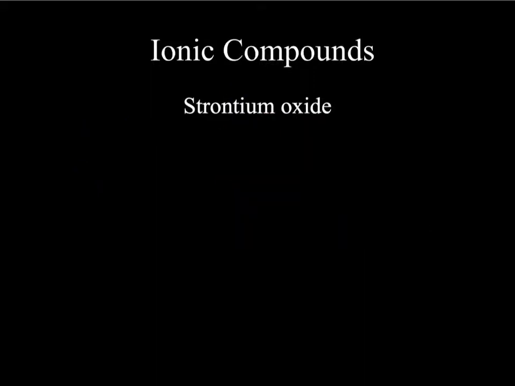When writing an ionic compound formula, I have to identify the symbols for each element as well as the oxidation states of each element. So here I have strontium, and strontium's in group 2, so it has a +2 oxidation state. Oxide is in group 6, and it has a -2 oxidation state.